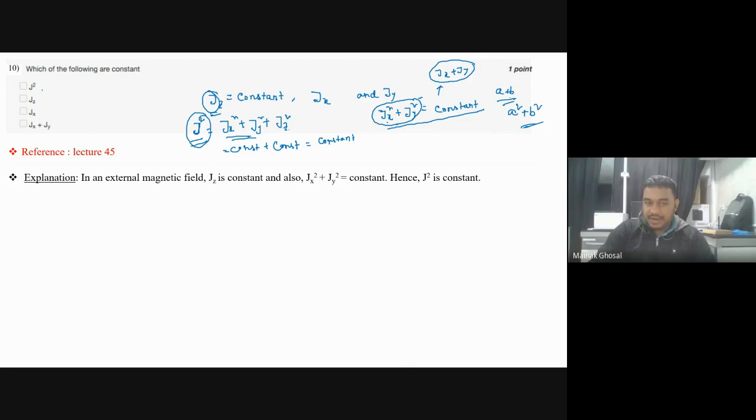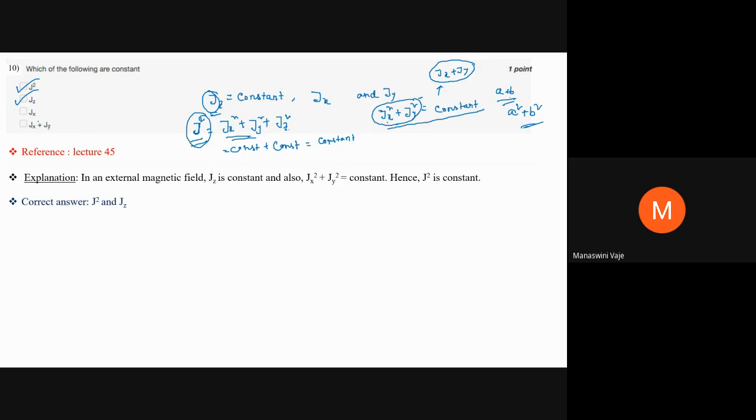So in an external magnetic field, Jz is constant and also Jx square plus Jy square is constant, which gives J square total is constant. So J square is constant, Jz is constant, but Jx is not constant and Jx plus Jy is not constant, but if their squares are taken, then they will be constant. You find the answer? Got it? Okay.